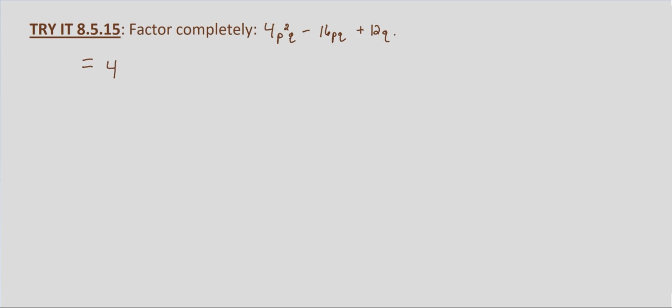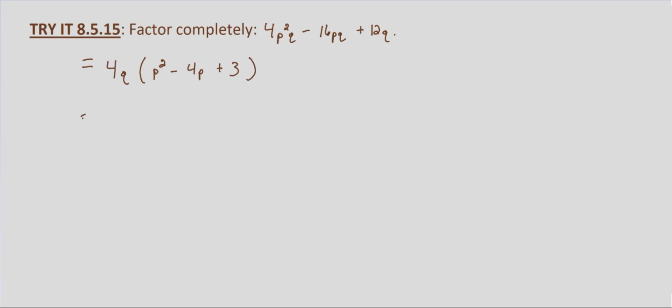And then there's not a p in all three terms. There is a q in all three terms, so we can factor that out. And that leaves us with p squared minus 4q times 4p would be 16pq. And then that's plus 3 because 4q times 3 is 12q.